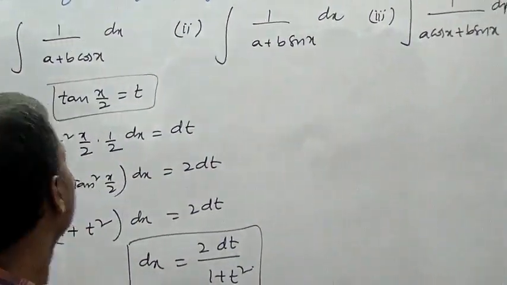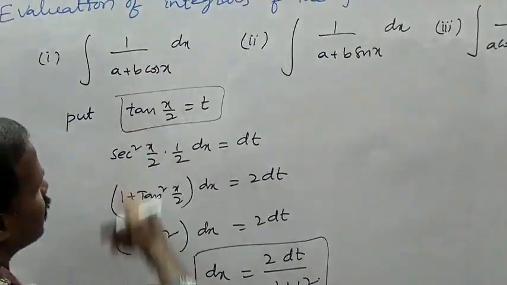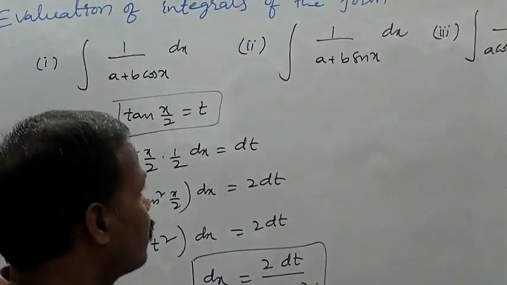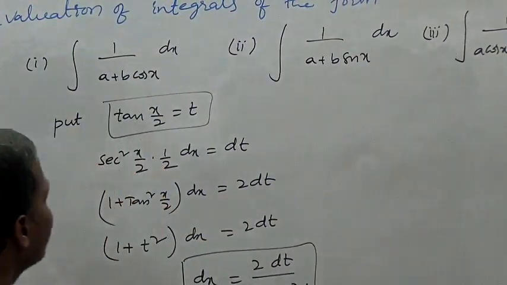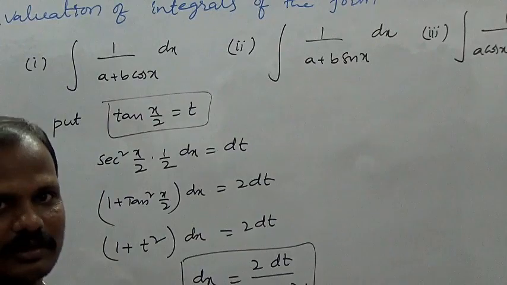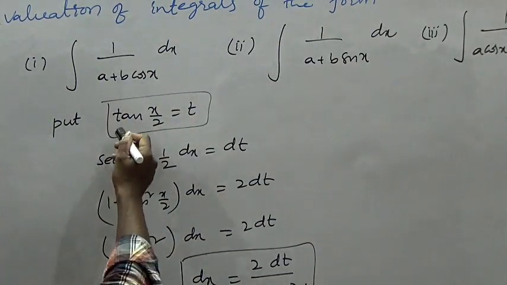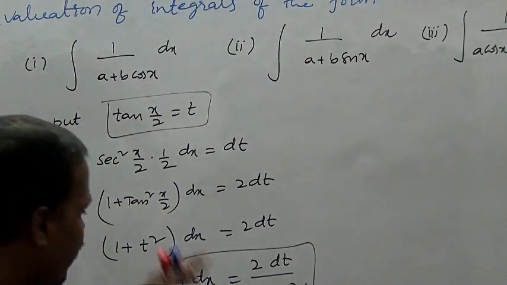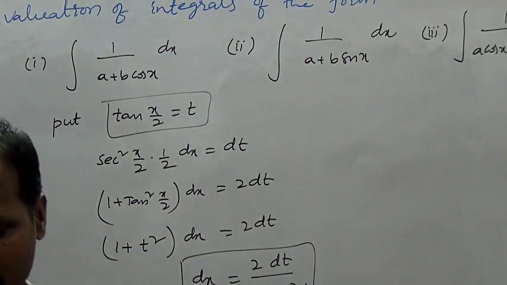Suppose here in place of cos x, cos 2x is given, and in place of sin x, sin 2x is given. Then you have to take tan x equal to t. Okay? If cos 2x is given, then you have to take tan x equal to t and proceed. Okay. Now we will give one example.